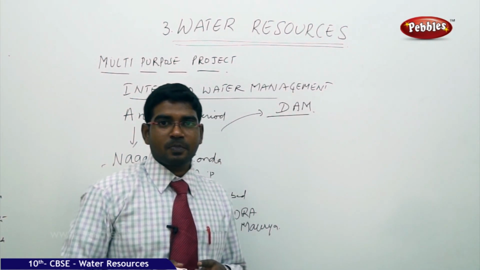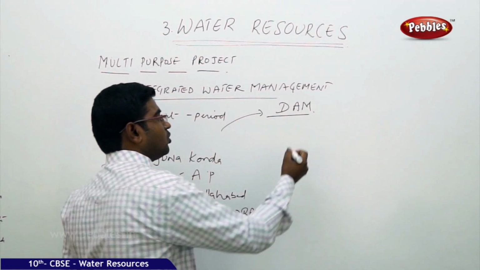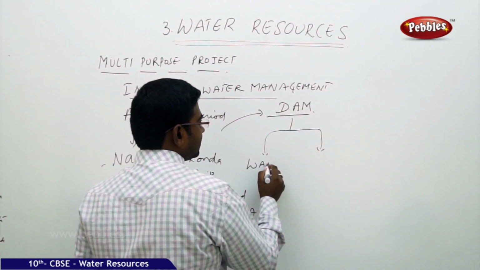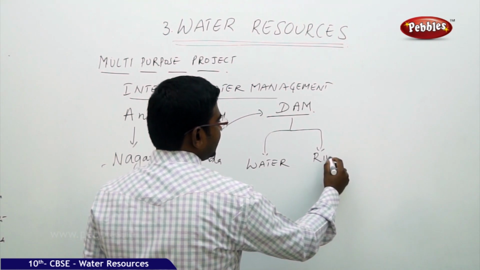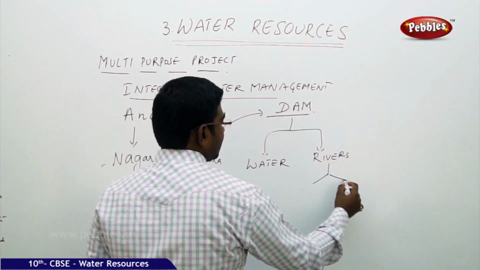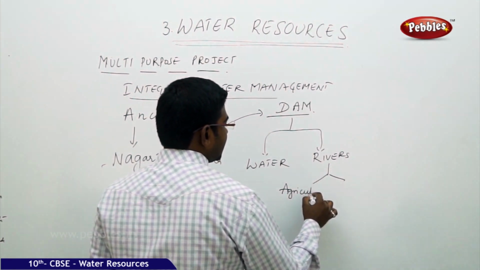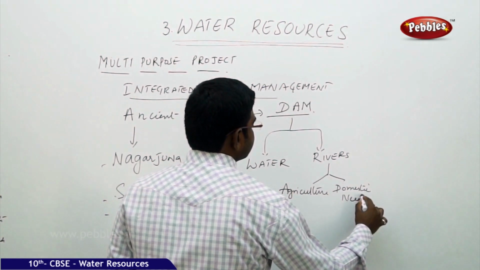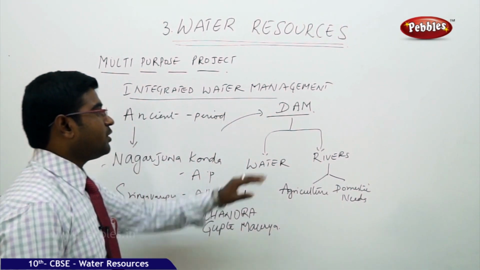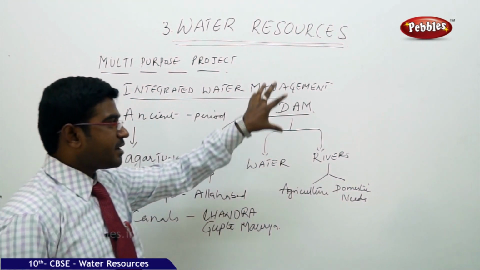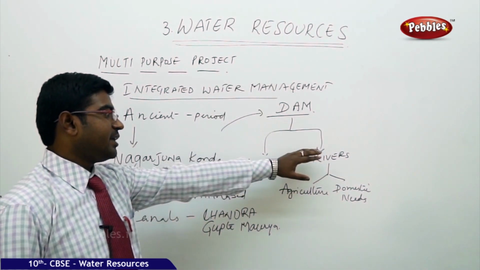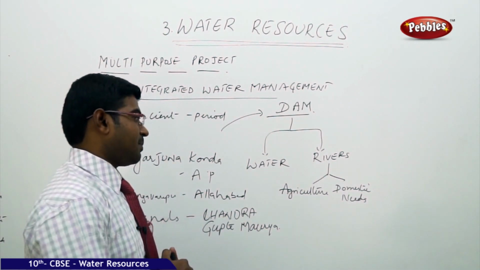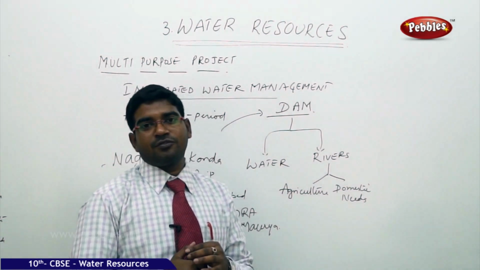What is a dam? A dam is a place or a storehouse where we store water, which is used to fill the rivers, which in turn will be used for agriculture and domestic needs. So dam is a place where you get the availability of water. This water has been input into the rivers, and after sending into the rivers, that water has been used for agriculture by the people and also the domestic needs by the people. So people will have a better usage of dam water.